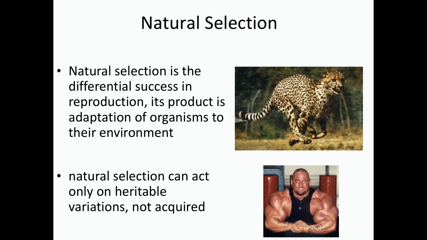Now keep in mind, natural selection cannot act on traits that are acquired. So for instance, this bodybuilder has large muscles, but they will not automatically have children with large muscles. So natural selection only acts on traits that you can pass on to your offspring, not traits that you acquired throughout your lifetime. Even though those traits that you acquired might help you reproduce at a greater rate, it doesn't mean that those traits that you've acquired will become more common in the next generation.